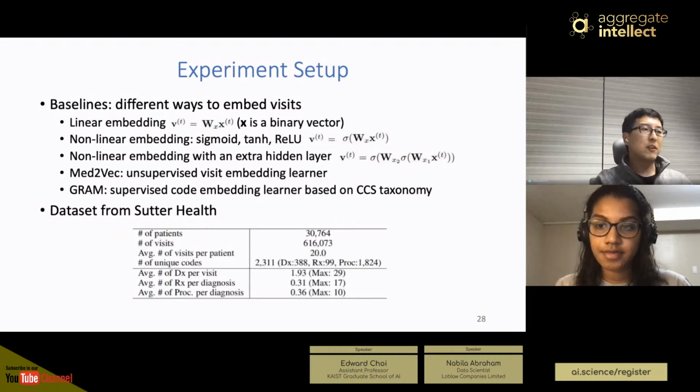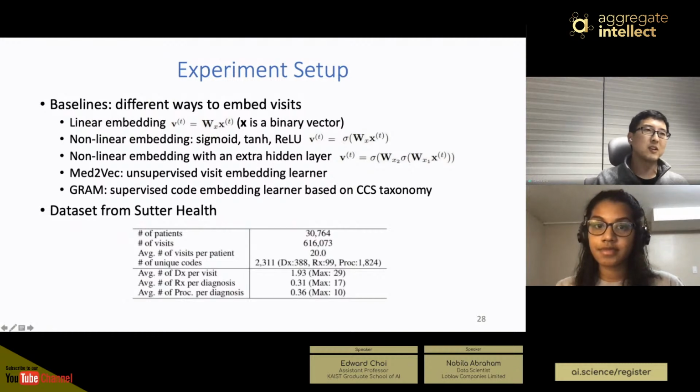So as I said, this was my first approach to respect the hierarchical nature of EHR. So I compared that with a bunch of different baseline methods that didn't respect the hierarchical nature, like all the different flavors of basically bag of features approach. And I tested them all on the Sutter Health dataset, which is basically trying to predict the future onset of heart failure based on 30,000 patient records.